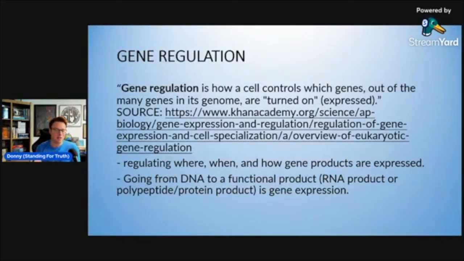You're going to hear me talk a lot about gene regulation. When you hear me talk about gene regulation, that is how a cell controls which genes out of the many genes in its genome are turned on. It turns out we have millions and millions of genetic switches in our genome that are just waiting to be turned on or off via environment, which is evidence of what's called forward thinking, which points us back to the forward thinker.